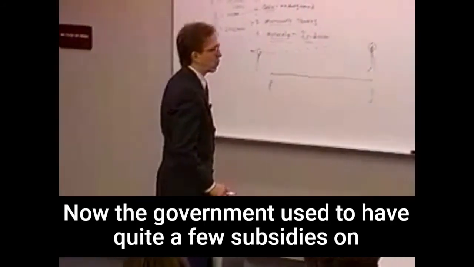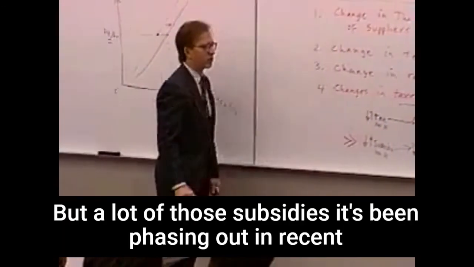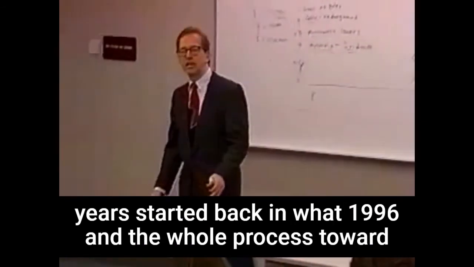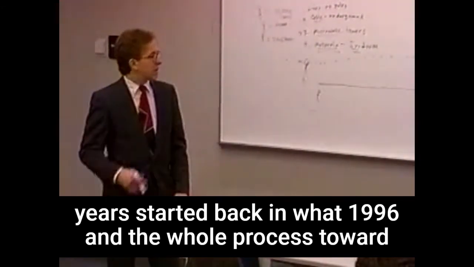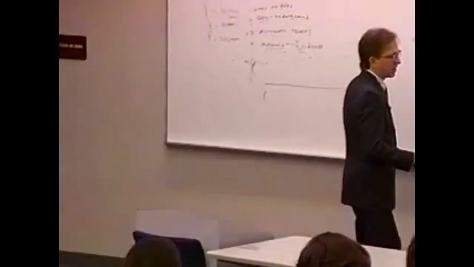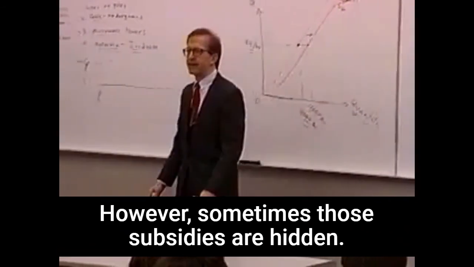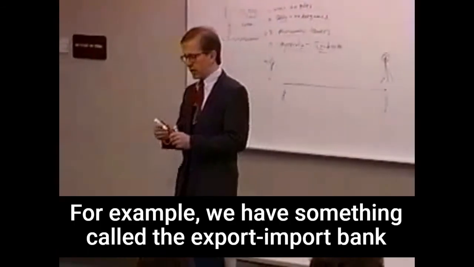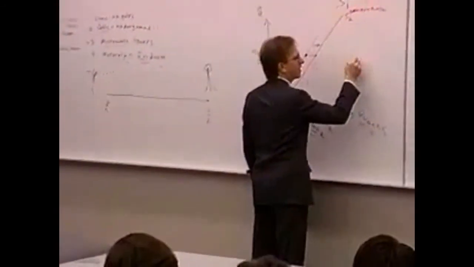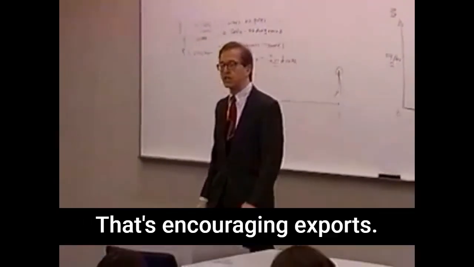Now, the government used to have quite a few subsidies on farm products, but a lot of those subsidies have been phasing out in recent years, started back in 1996. And the whole process toward farms has been to phase out some of these subsidies. So we don't see as many of those as we used to. We do see subsidies of other things, however. Sometimes those subsidies are hidden. For example, we have something called the Export-Import Bank, or the EXIM Bank. Export-Import. And this is a government agency that's encouraging exports.